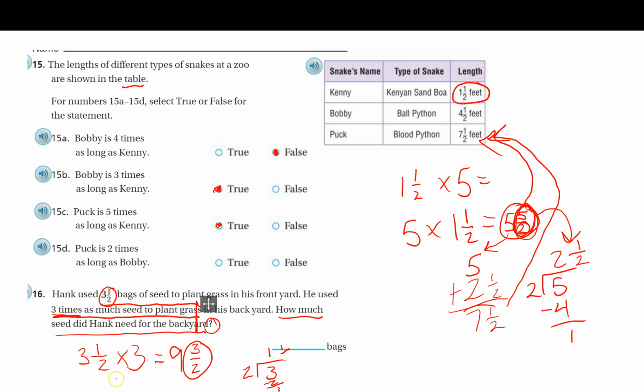So I just rewrote it over here, and then I'm adding 1 1/2 to that. And we get 10 1/2.